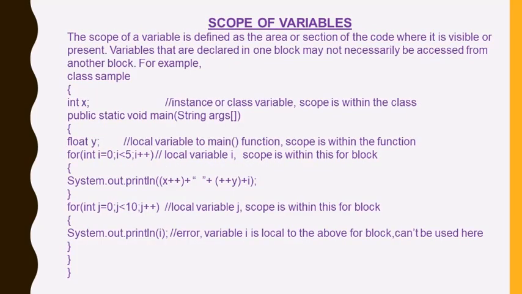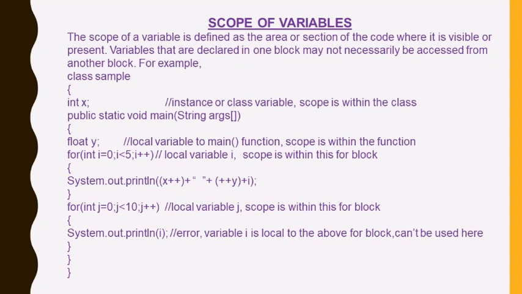The next heading is scope of variables. The scope of a variable is defined as the area or section of the code where it is visible or present. Variables that are declared in one block may not necessarily be accessed from another block.